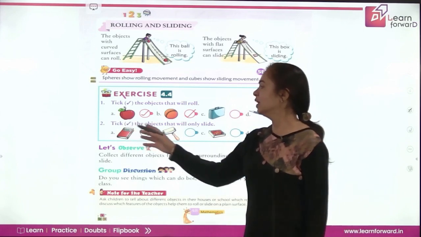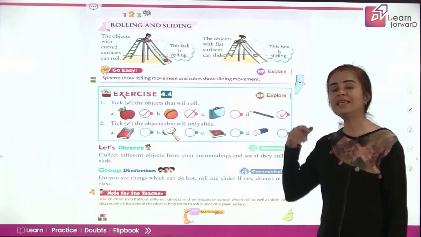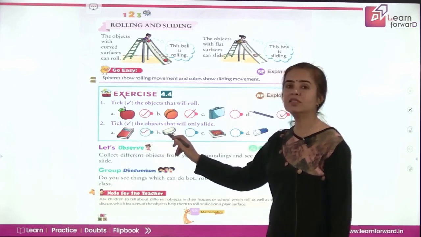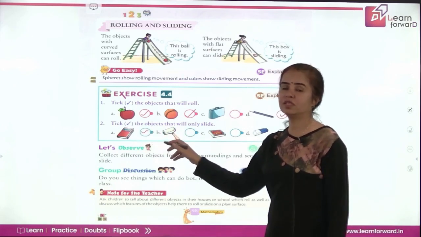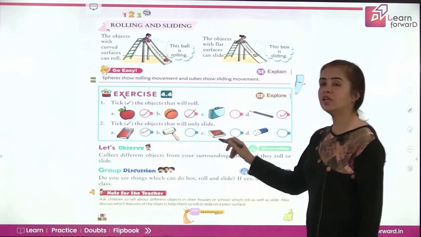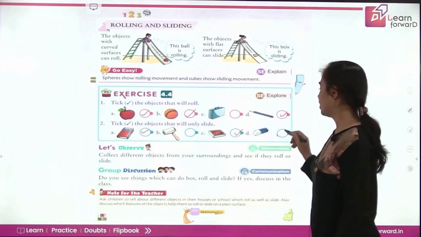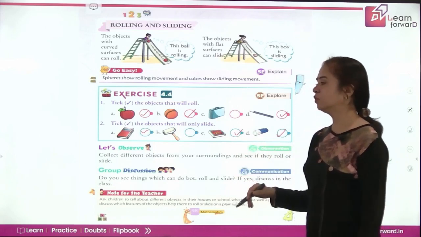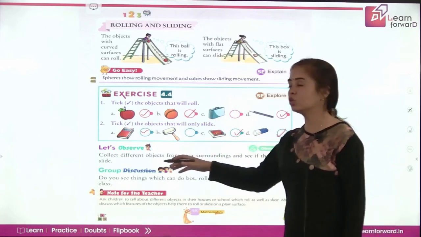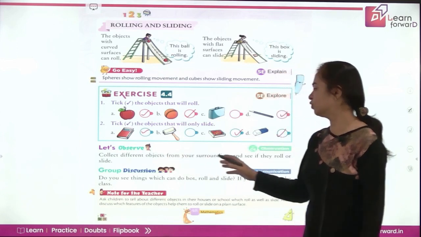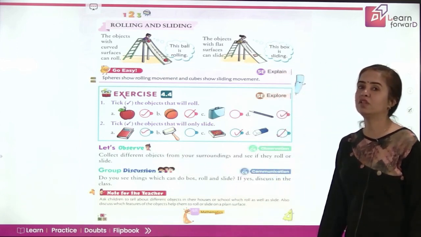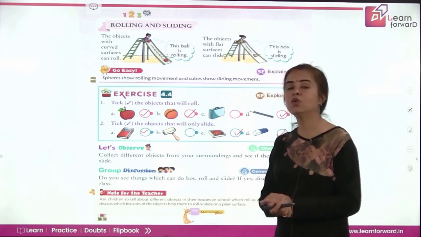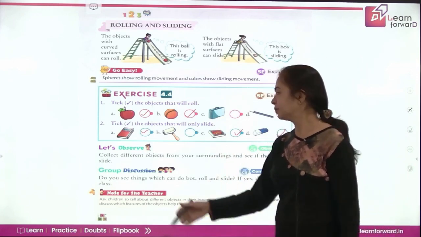Now next is take the objects that will only slide. So will this slide? Yes. What about this? This is a curved surface here, so it will roll. This will definitely slide, and your eraser will also slide. So this is how you make the difference between rolling and sliding. Now let's observe something. Collect different objects from your surroundings and see if they roll or they slide. So you can do this experiment at home with different objects.